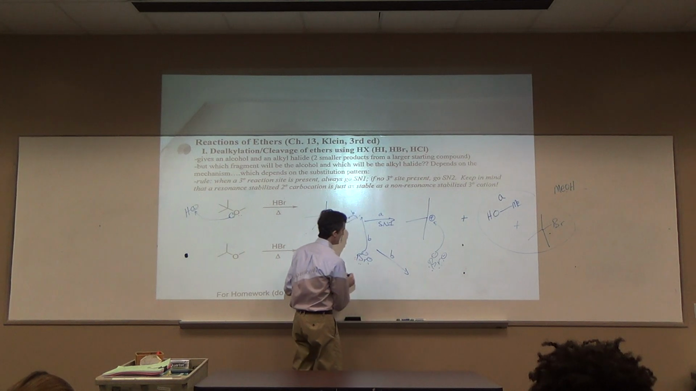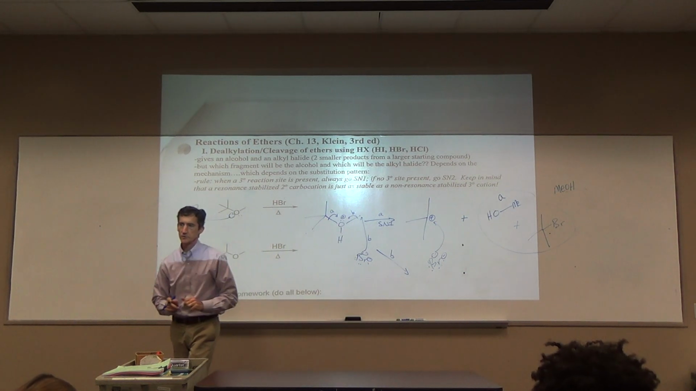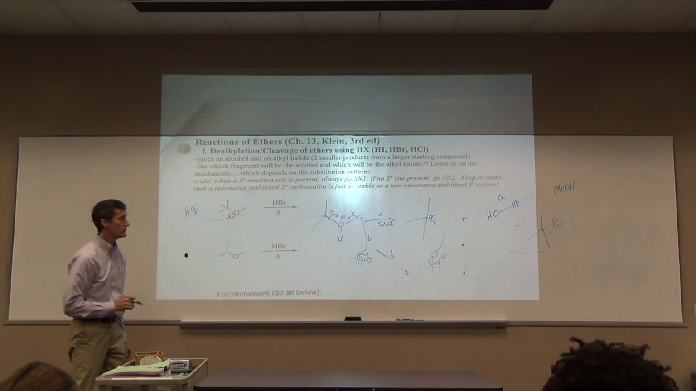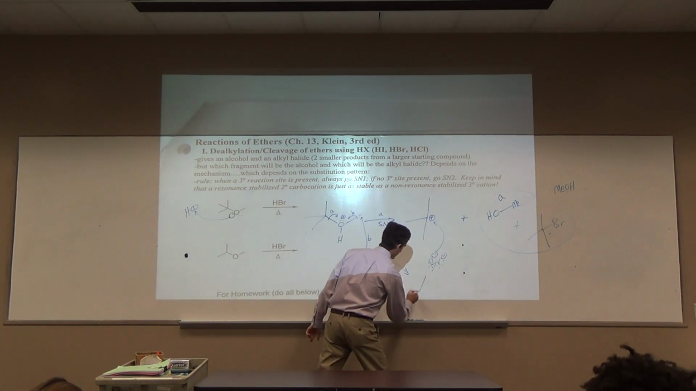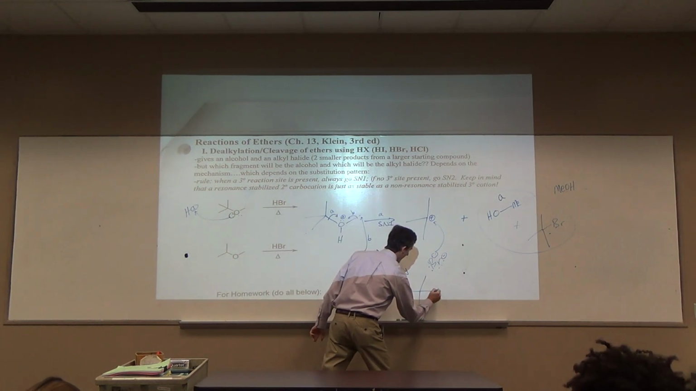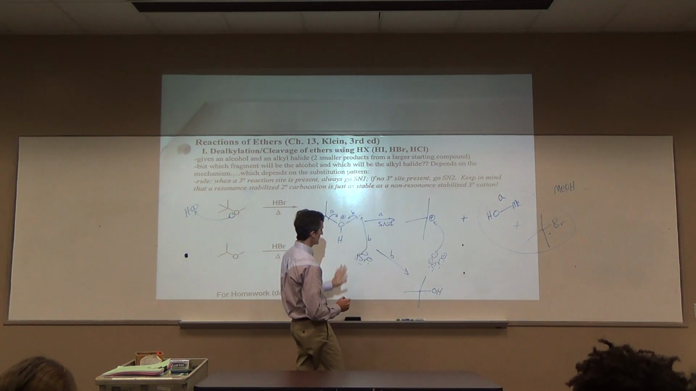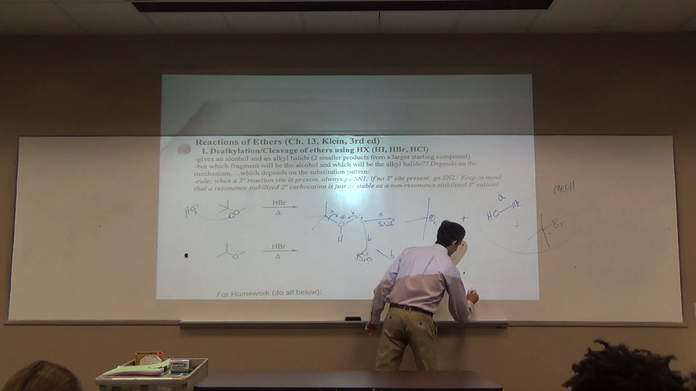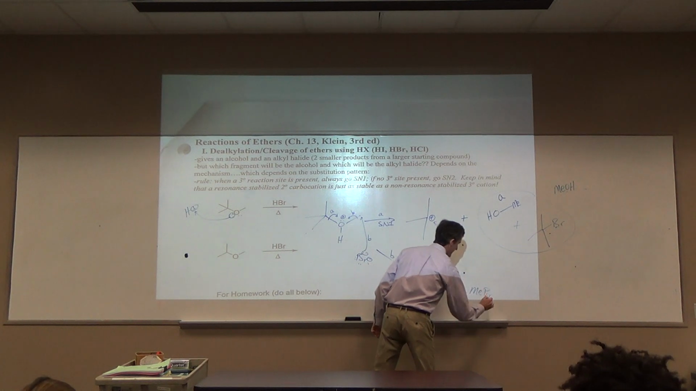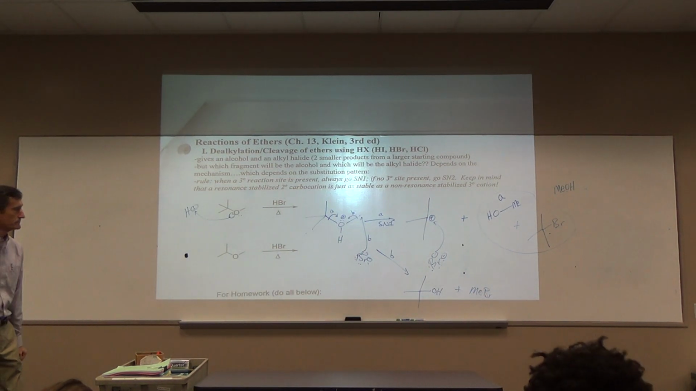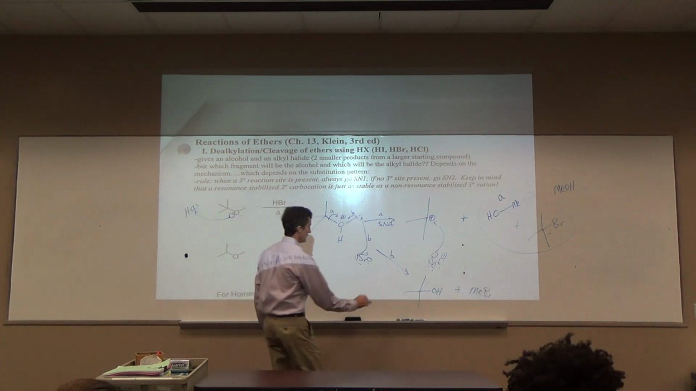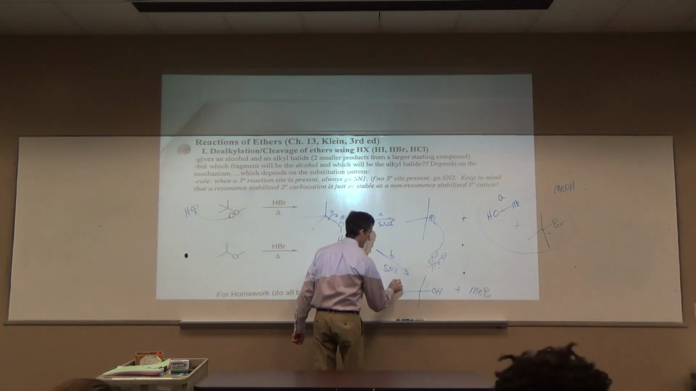This is B. The B pathway is what type of mechanism I'm showing? SN2. And what would that give? That would give the leaving group, which would be that plus what? Methyl bromide. A bromine on a methyl. And that would be SN2.